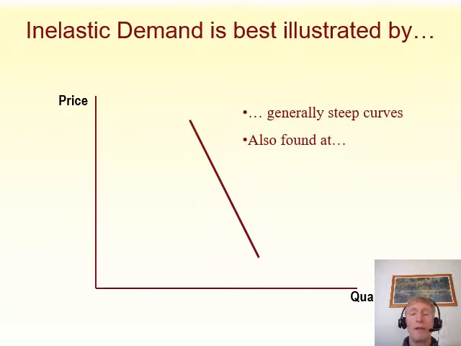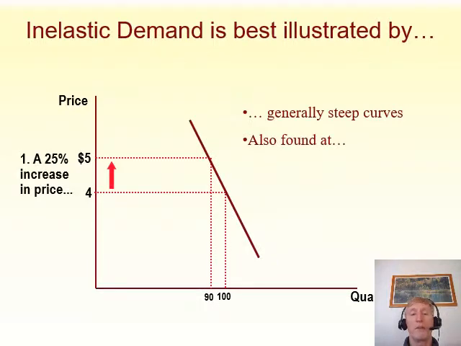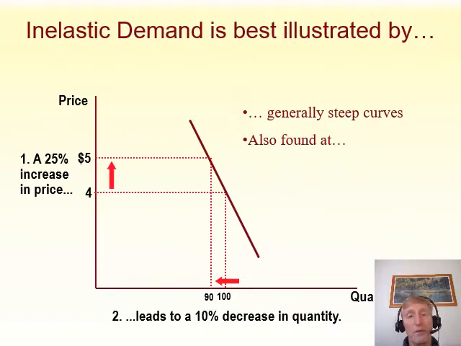In the case of inelastic, we see a generally steep curve, and also found at the bottom of curves, by the way. And in this case, if we show a similar type of movement upwards of 25%, but in this case only a 10% decrease in the quantity demanded, then that is a less responsive quantity change, and therefore that's inelastic.